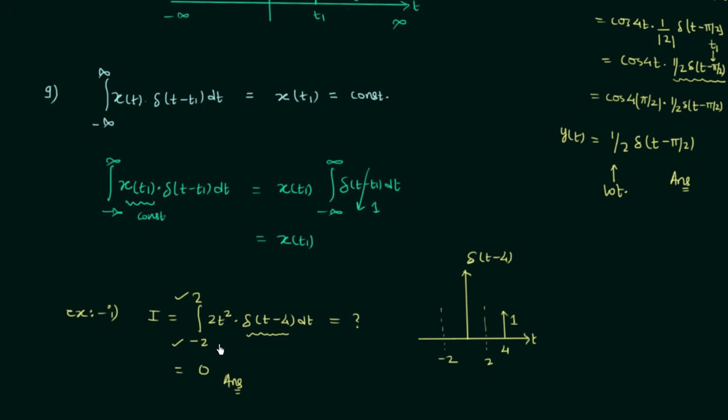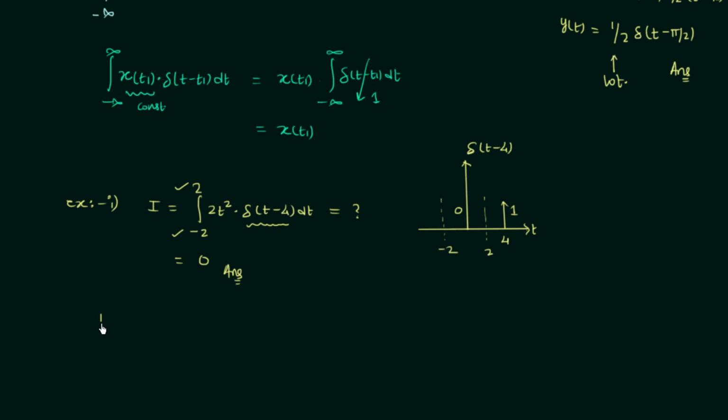2 4 square is a constant, so we will take out the constant and we are left with integration of delta t minus 4 from minus 2 to 2. But from minus 2 to 2, delta t minus 4 is 0, and integration of 0 is 0. So when you multiply 0 to the constant we have taken out, the final result will be 0. I hope you understand how we have solved the first problem.